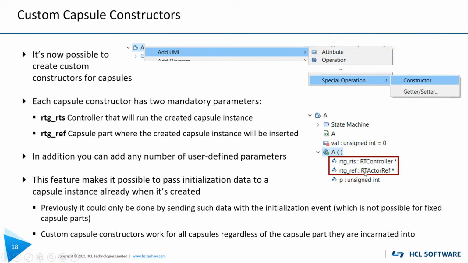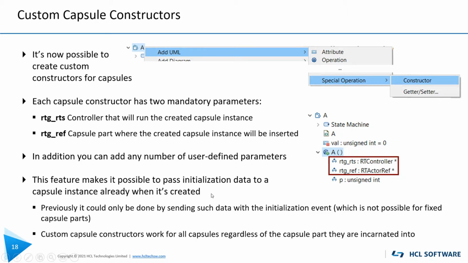To pass any other information, we had to pass a data object in the initial transition of the state machine, and that was also restricted to optional capsule parts. But this custom capsule constructor is available for both fixed and optional capsule parts. We can add as many user-defined parameters as we want to the custom capsule constructor. So this feature makes it possible to pass initialization data to a capsule instance, which is already created, and it can be used there.